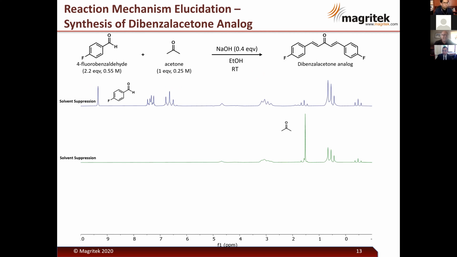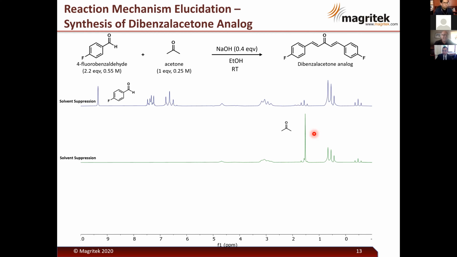So here we have the proton spectra of each reactant in protonated ethanol. Solvent suppression was used to collect both of these spectra so that the signal for ethanol is pretty low in intensity and comparable with the signal from the reactants. Here we have the 4-fluorobenzaldehyde in ethanol with the diagnostic aldehyde signal at about 9.5 ppm, well separated from all other signals so that we can monitor this signal during the reaction.